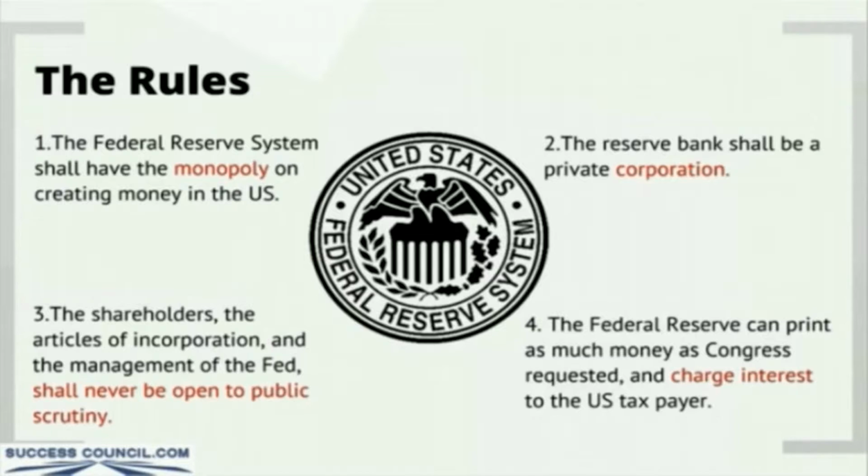3. The shareholders, the articles of incorporation, and the management of the Fed shall never be open to public scrutiny. It shall remain cloaked in mystery and kept away from the prying eyes of the American people and Congress. 4. And finally, it allowed the Federal Reserve to print as much money as Congress requested and charge interest to the U.S. taxpayer. Now, I need for you to understand how ridiculous central banks are.